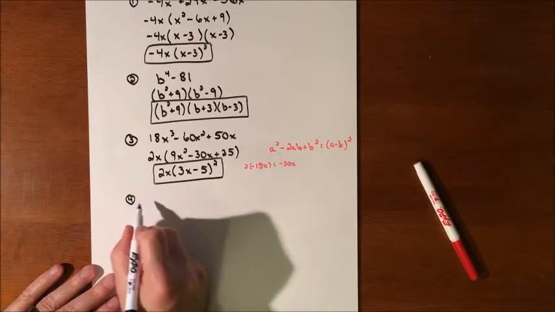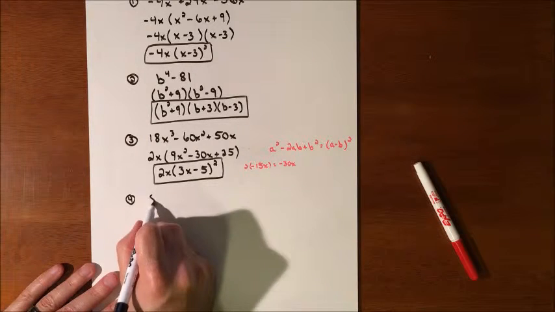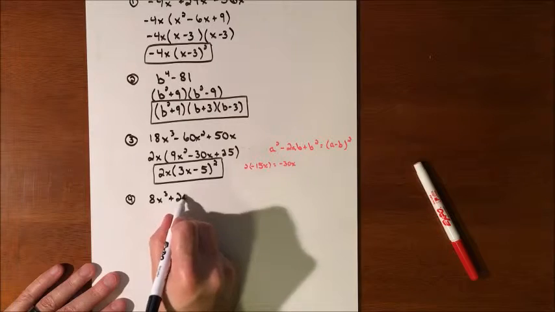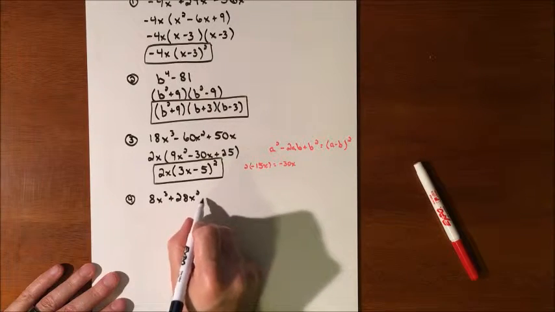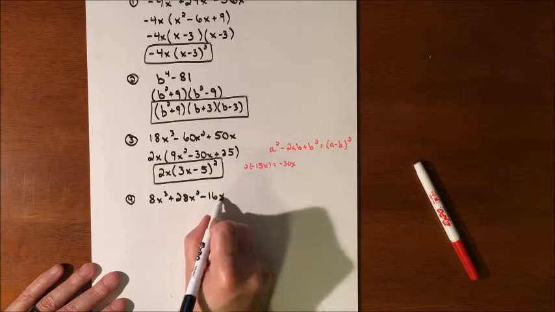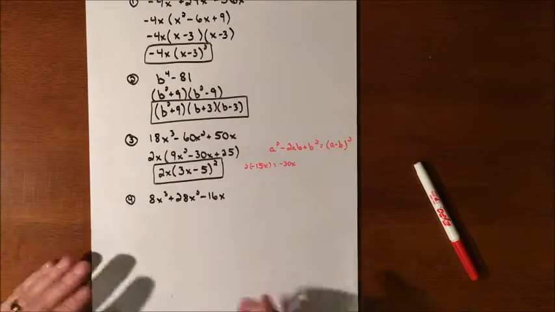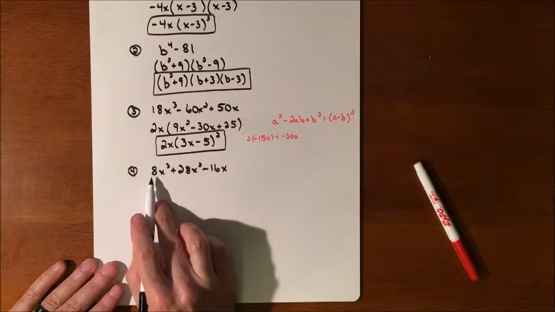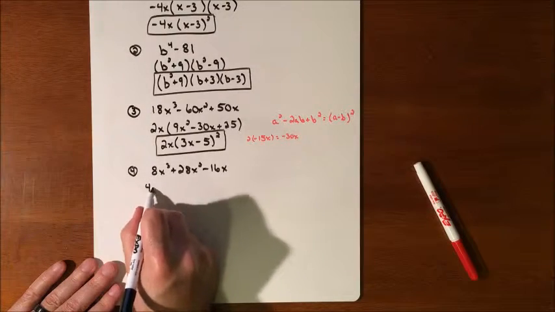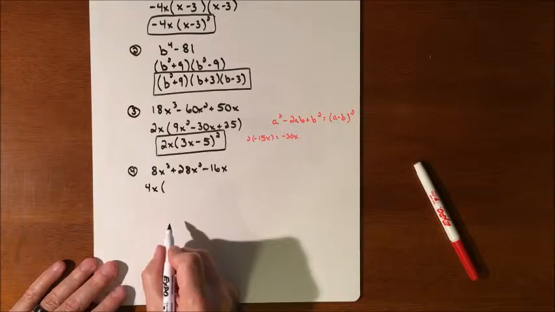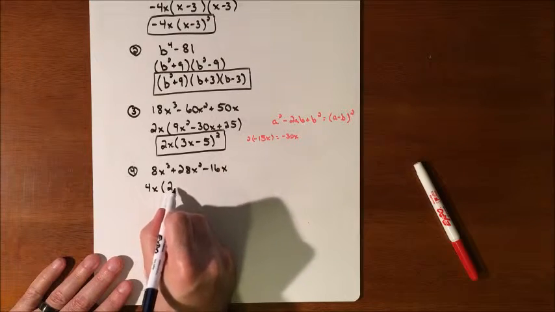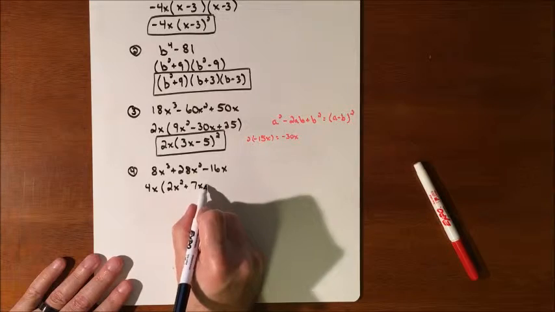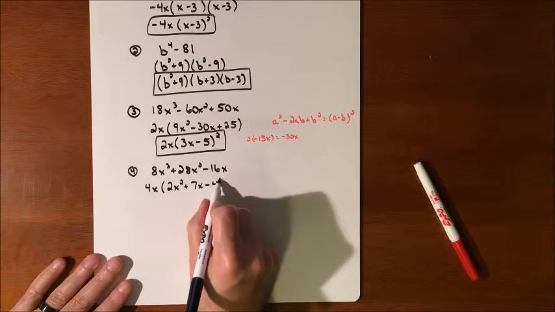All right, one more. So if we have 8x to the third plus 28x squared minus 16x, I'm going to start with what can I factor out? What's my greatest common factor? They all have a factor of 4x that I can divide out. So that will give me a 2x squared plus 7x minus 4.